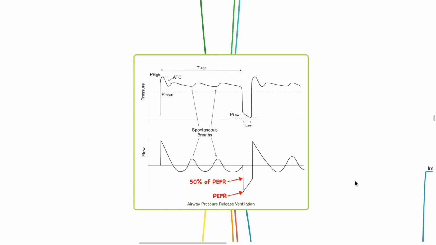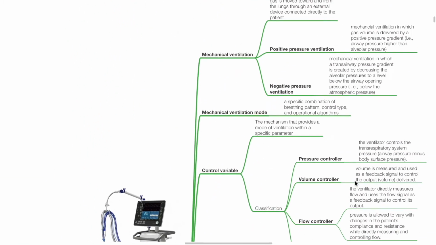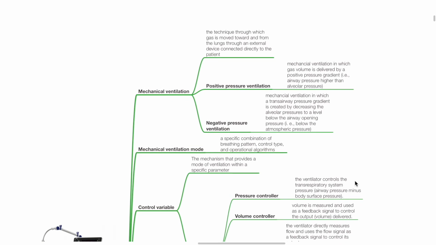Today we'll be discussing APRV, Airway Pressure Release Ventilation. Important definitions. Mechanical ventilation is the technique through which gas is moved towards and from the lungs through an external device connected directly to the patient.